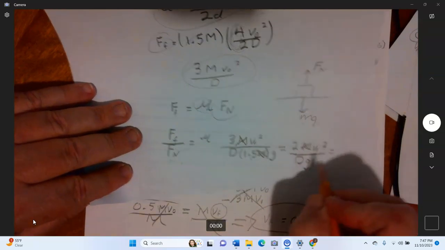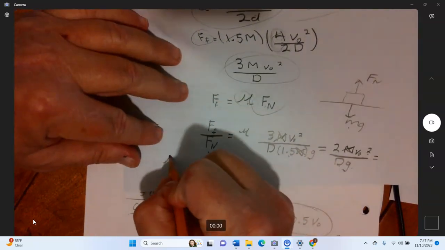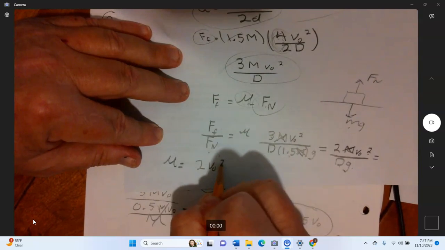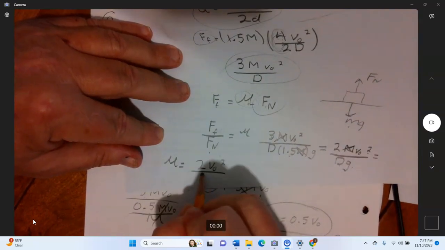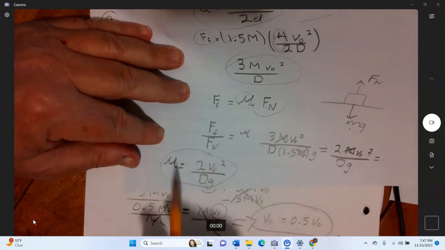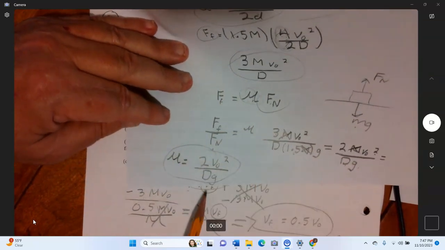So let me write it more cleanly down here. Boy, I'm really at the bottom of a page here. Mu equals 2 v0 squared over dg. And that is the final answer for the coefficient of friction. Right there.